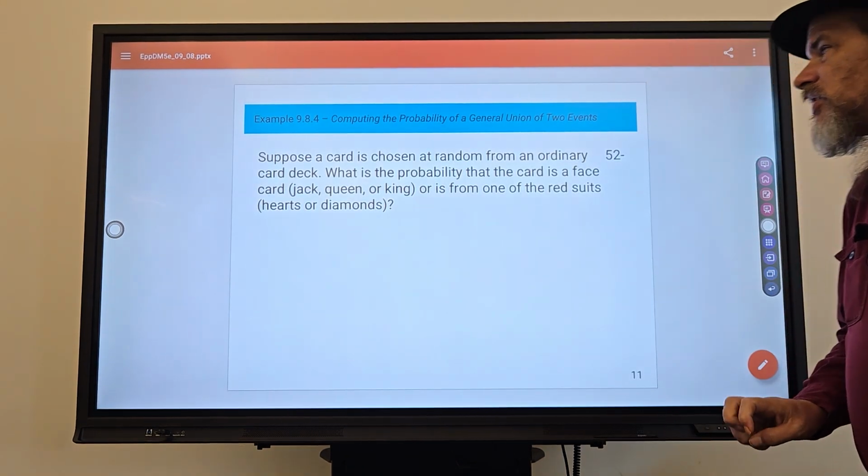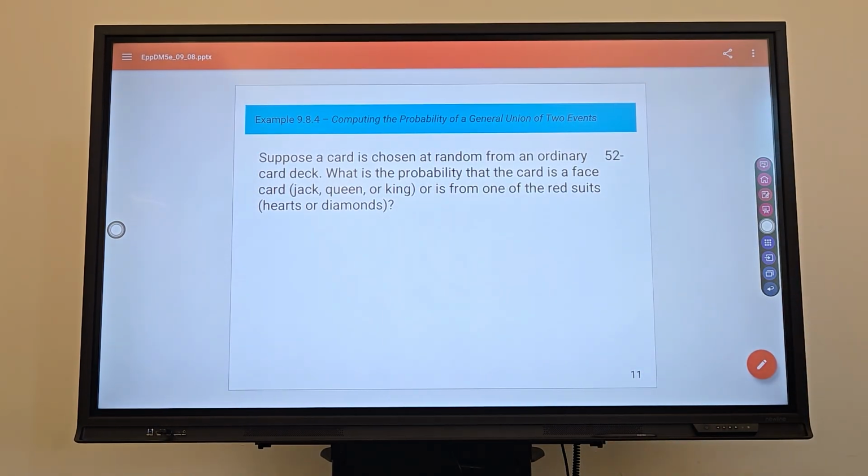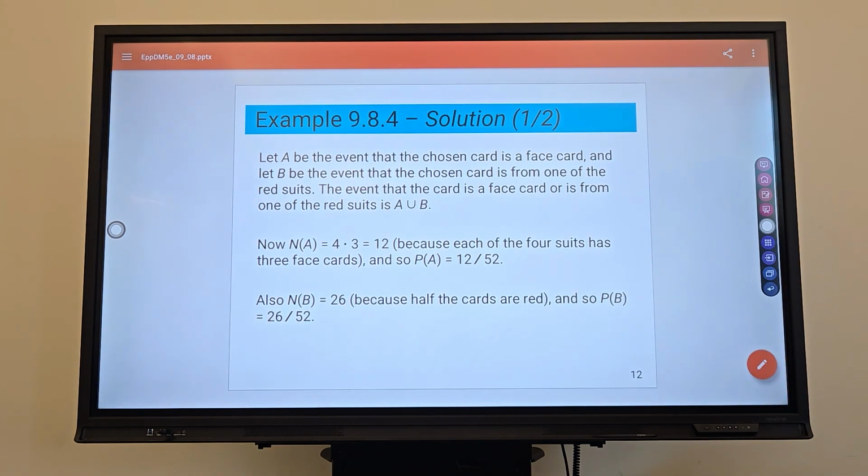Okay. Suppose the card is chosen at random from an ordinary 52 card deck. What is the probability that the card is a face card (Jack, Queen, or King) or is from one of the red suits? Let A be the event that the chosen card is a face card, and let B be the event that the chosen card is from one of the red suits. The event that the card is a face card or is from one of the red suits is A union B.